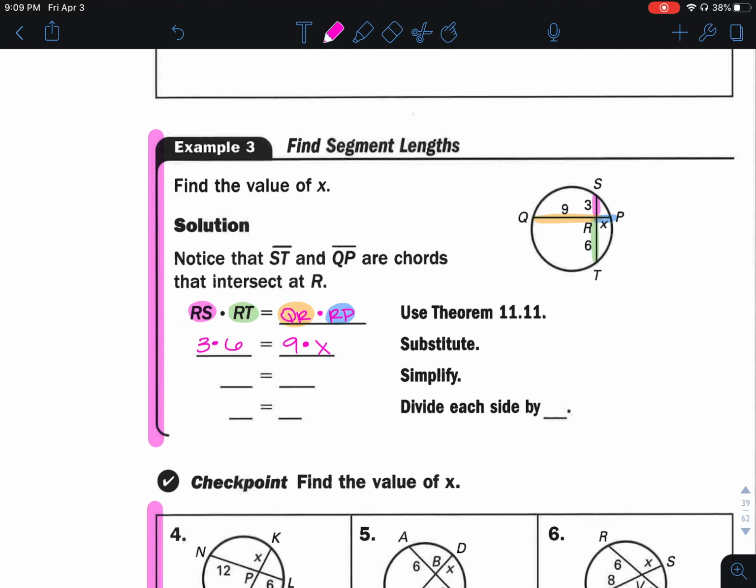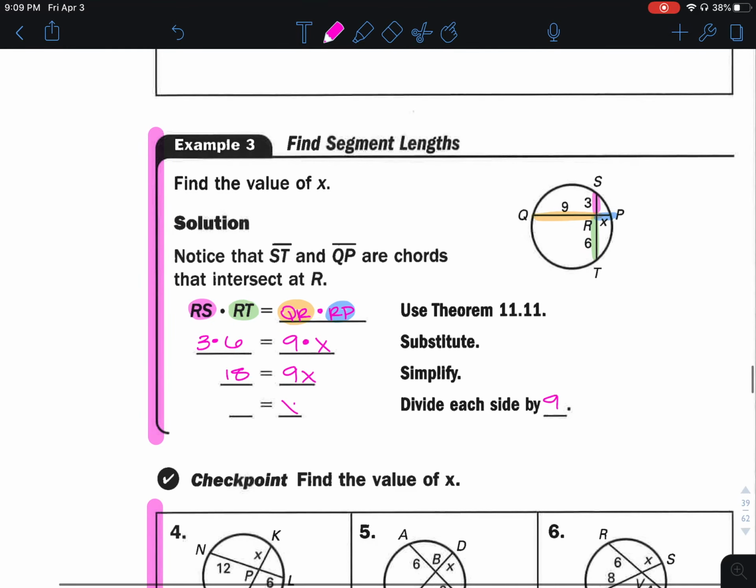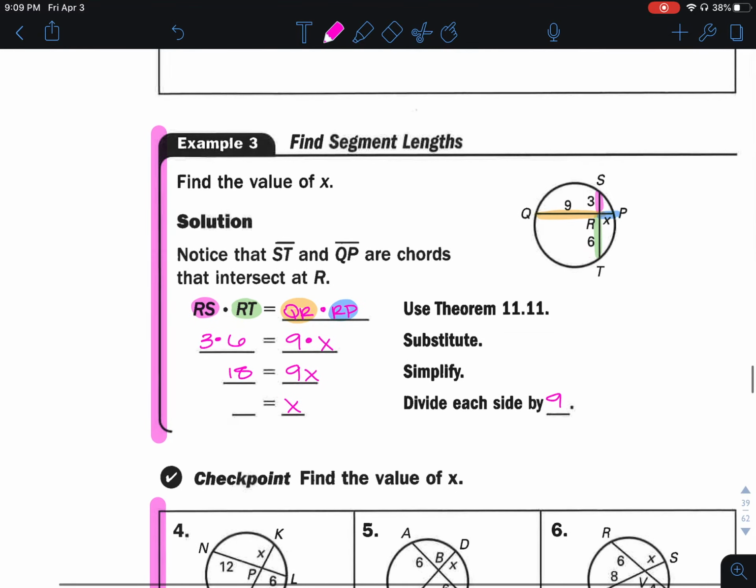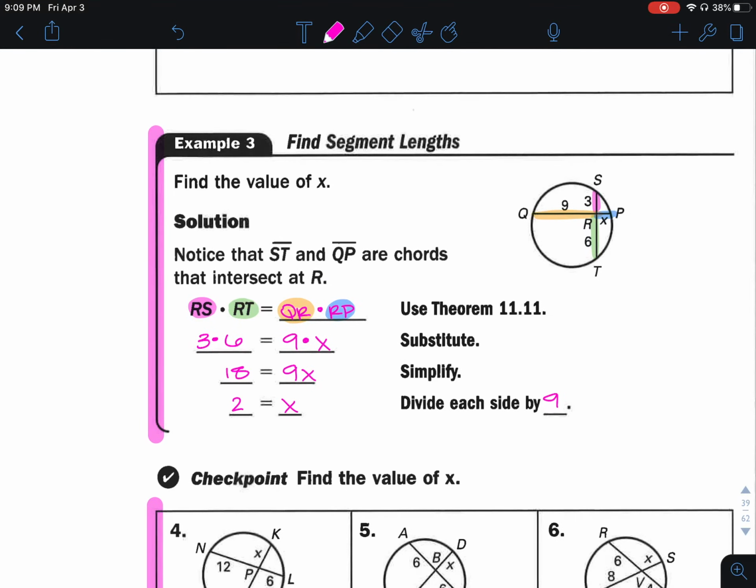Okay, let's solve for X. So in order to do that, let's start with the left side first. You can start with the left or the right. I'm just going to start with the left just because. 3 times 6 gives me 18. 9 times X gives me 9X. Okay, I still don't have X by itself. In order to get X by itself, I'm going to divide by 9 on both sides. X is left alone here. 18 divided by 9 gives me 2. So X equals 2.